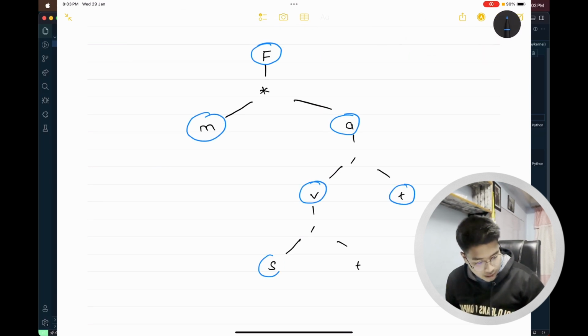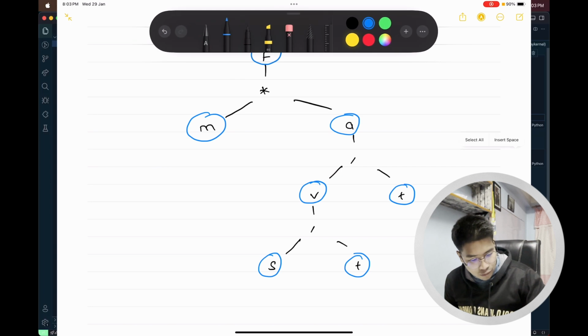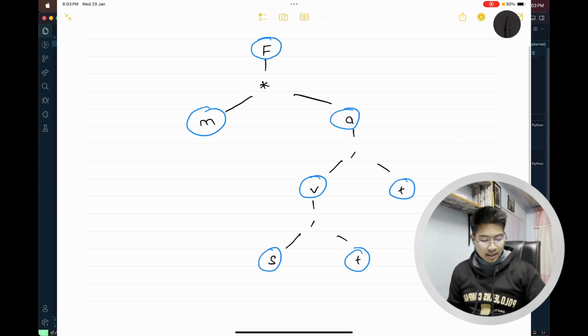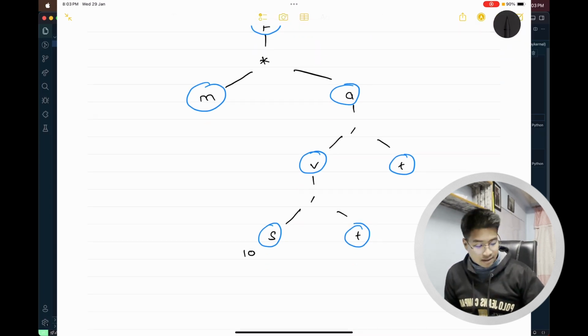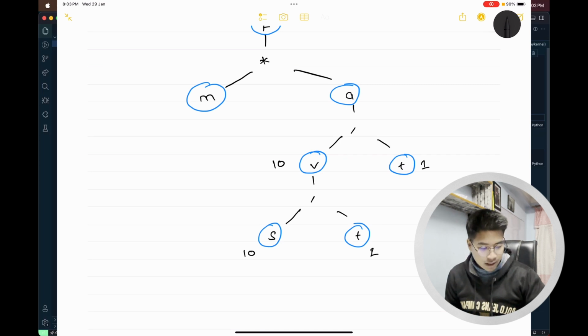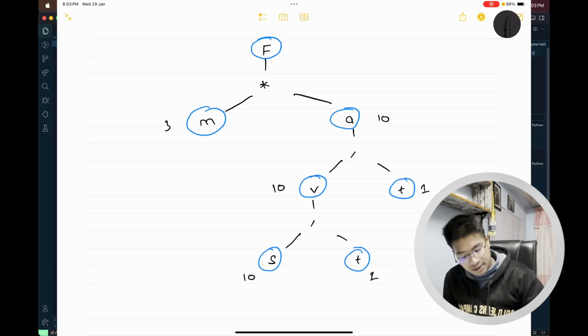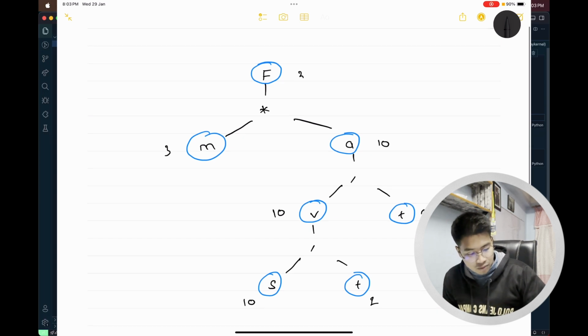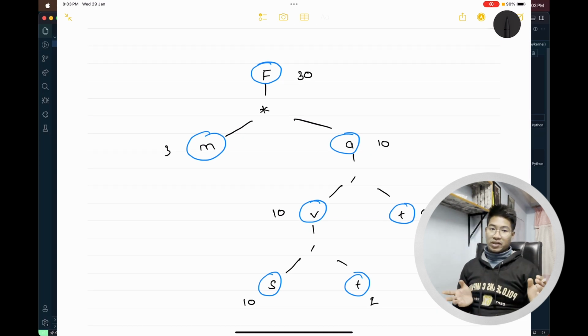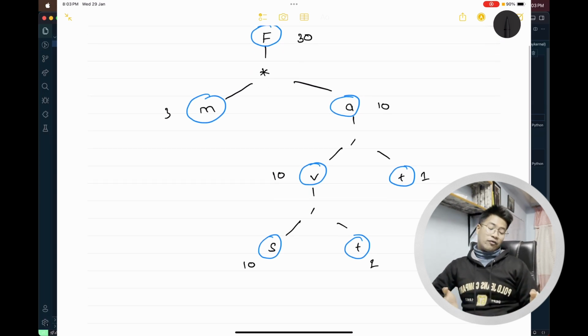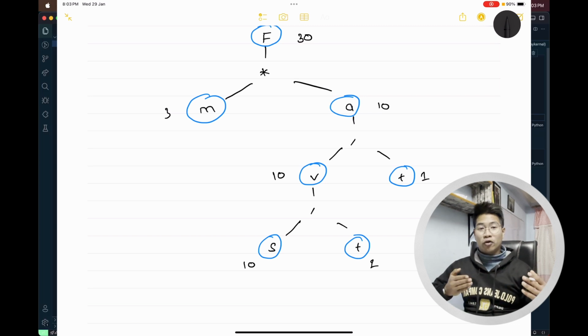I go to the bottom of my tree, and I know that s is 10 and t is 1. So I can do this calculation to get v as 10, and t is still 1, so I can do this calculation to get a as 10. Then m is 3, and I know my force will become 30. Over here in the graph, what we have essentially done is the forward pass.